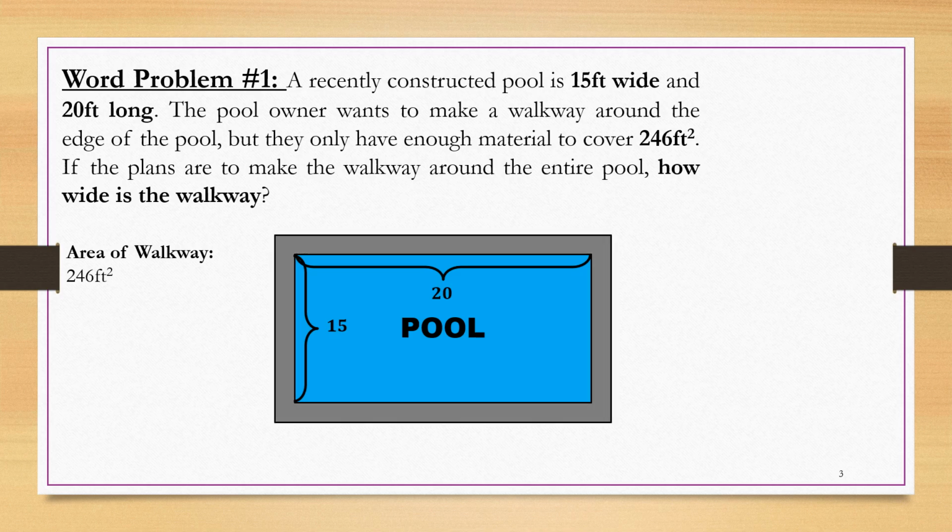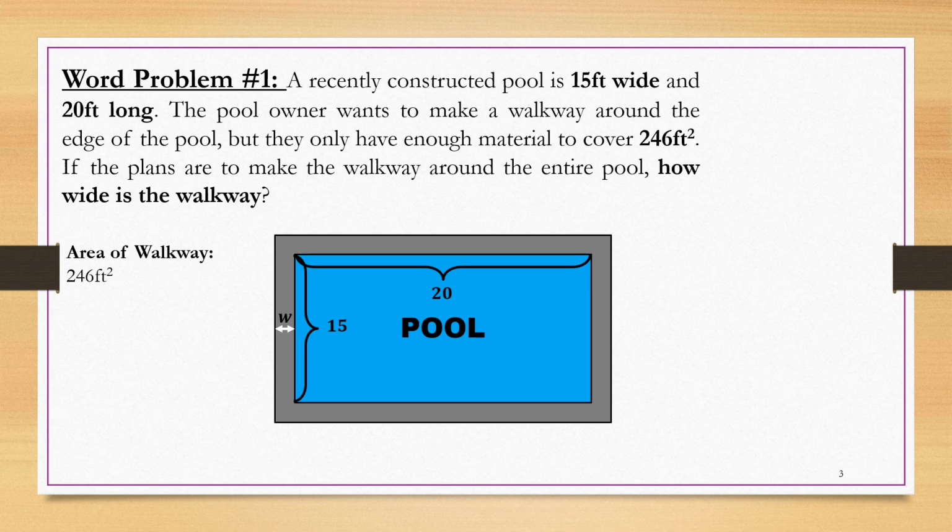Ultimately, the pool owner wants to figure out how wide the walkway is, so we can identify the width W being the distance between the boundary of the pool and the walkway as such. Now, we have our preliminary data that has been extracted straight from the passage. Let's try to merge this information together since it actually relates to one another.